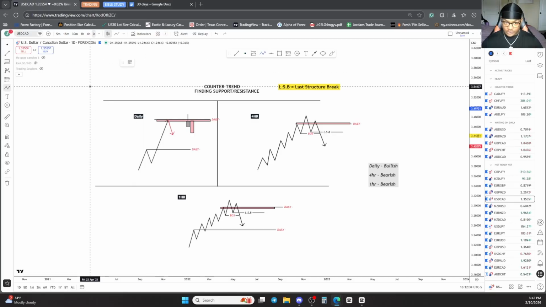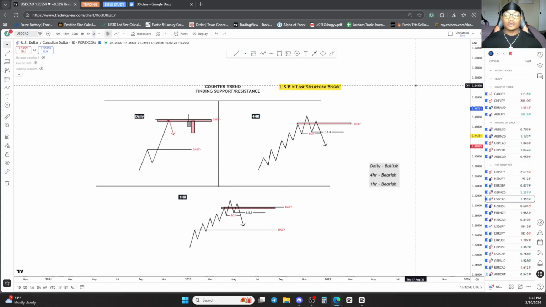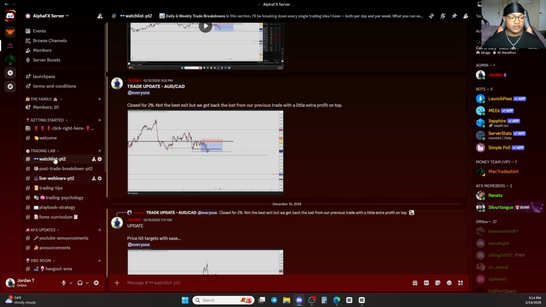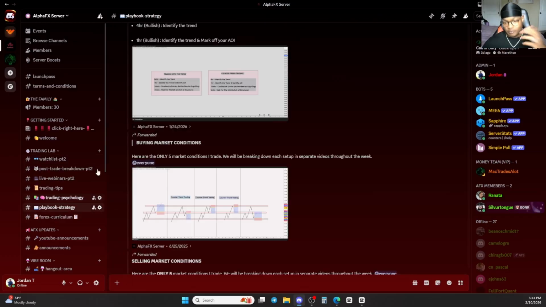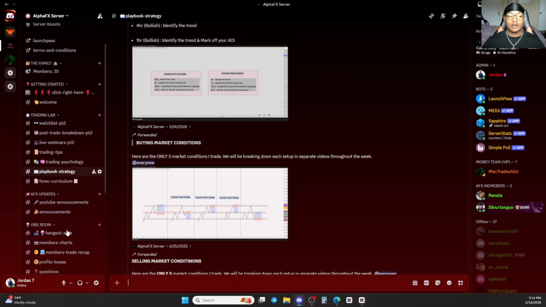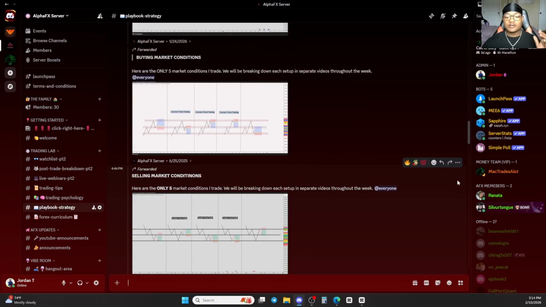So first things first, what do we do? Well, like y'all know, we have to identify the trend of the market. That is our job. That is what we do with the daily time frame, the 4-hour time frame, and the 1-hour time frame. Oh, actually, before we even get into identifying the trends, I want to show y'all something in the Discord. In the Discord, like y'all know, we have tips and tricks, everything you need to know. We have 10 different market conditions, 5 bullish, 5 bearish. We have 6 counter trend opportunities.